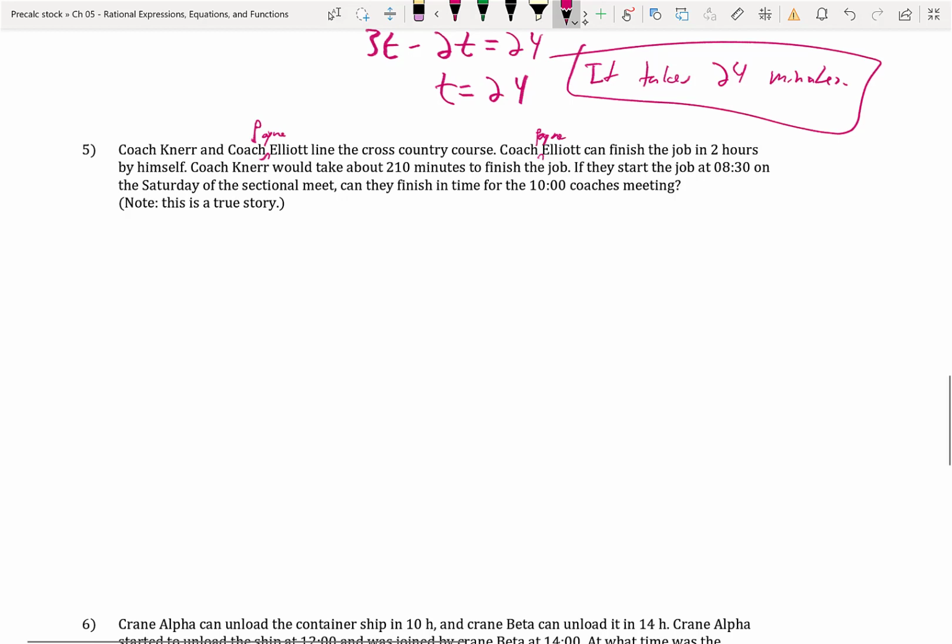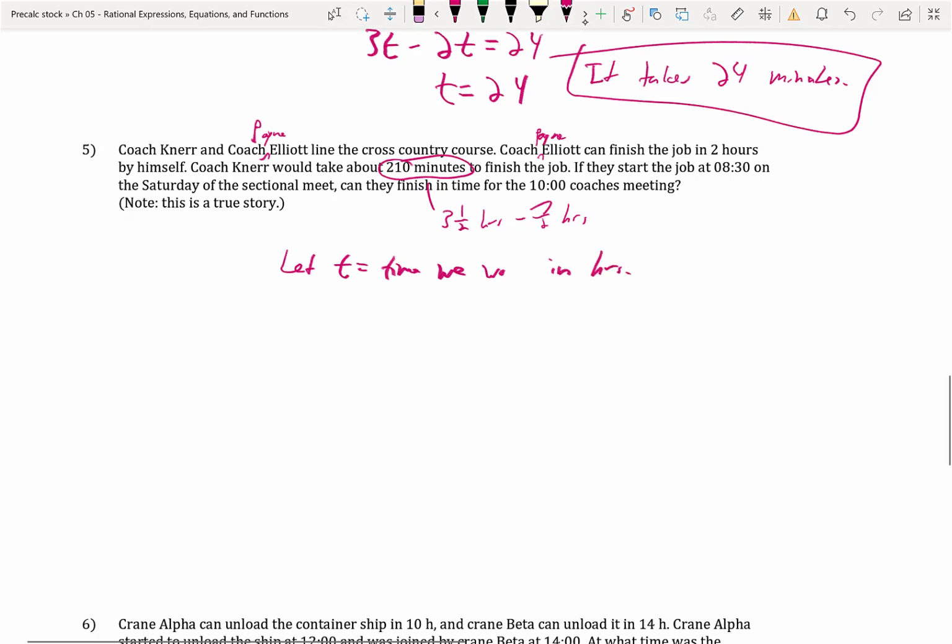And anyway, it says that I can finish the job in 2 hours by myself, and Kinnear would take 210 minutes. Remember, that is the same thing as 3.5 hours, which we're going to convert to 7/2 hours. So it wants to know time, so I'm going to let t equal the time we work in hours.